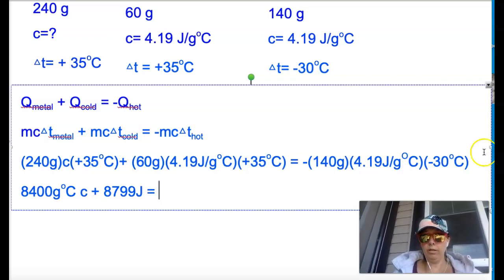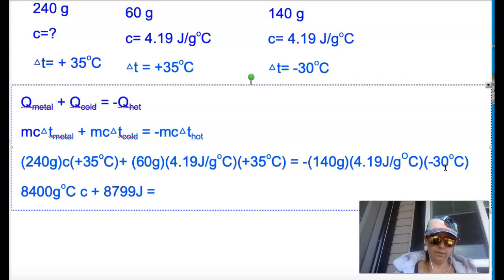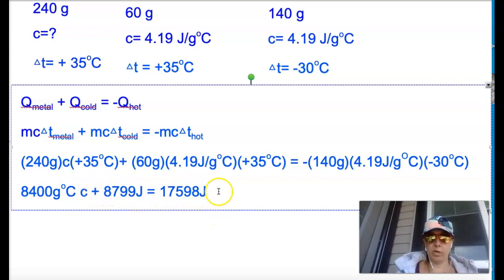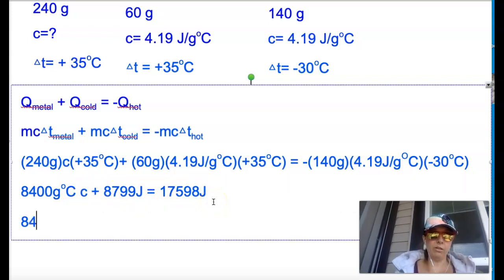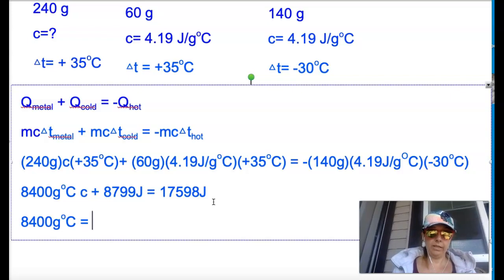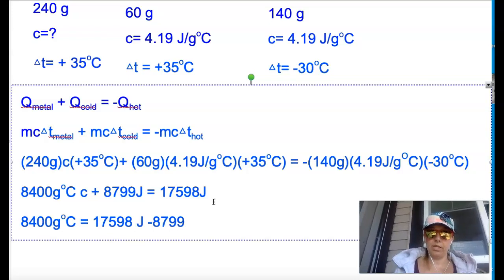And this is going to equal, and then again I can multiply all of this through. Don't forget your negative, so negative 140 times 4.19 times negative 30. And that's going to give me 17,598, also joules, okay? So I need to isolate C, so I'm going to move this over to this side, right? Because currently it was plus. When I move it to the other side, it'll be minus. So I'm going to have 8,400 grams degrees C equaling that 17,598 joules, and then it's going to be minus 8,799 joules.